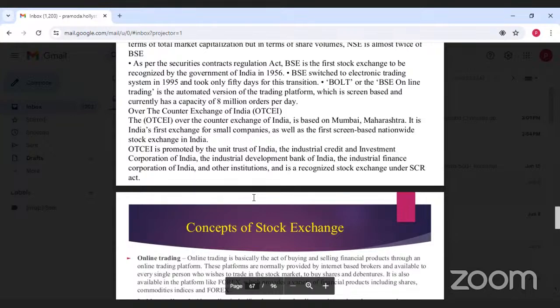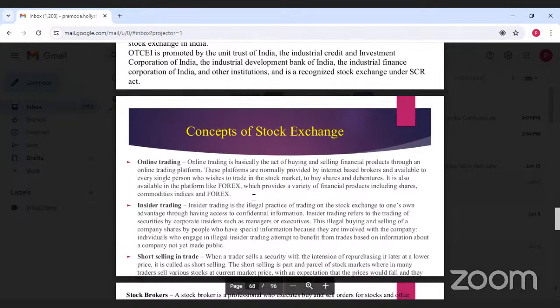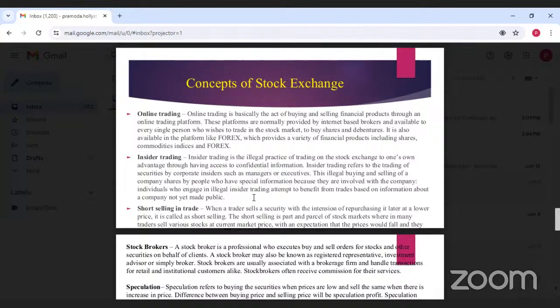Understood? Understood, ma'am. Okay. Then we'll move on to some important points or concepts of stock exchange.